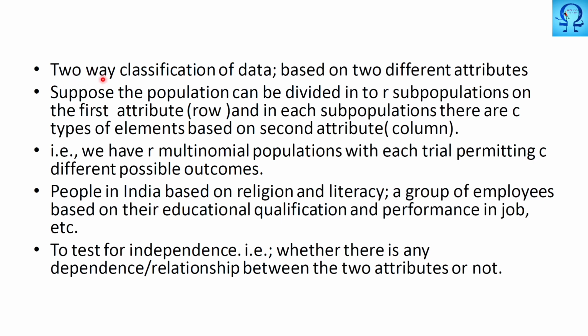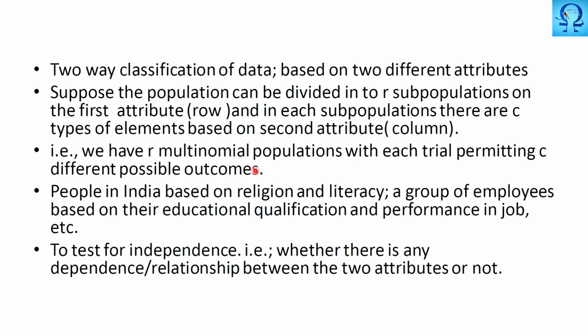There we have seen the two-way classification of a table with two different attributes. But there may be a case which has more than that. Based on the row and column, we will do all the things. In this case, we will have R multinomial populations with each trial permitting C different possible outcomes. Basically, you can imagine a general table having any number of rows and any number of columns.